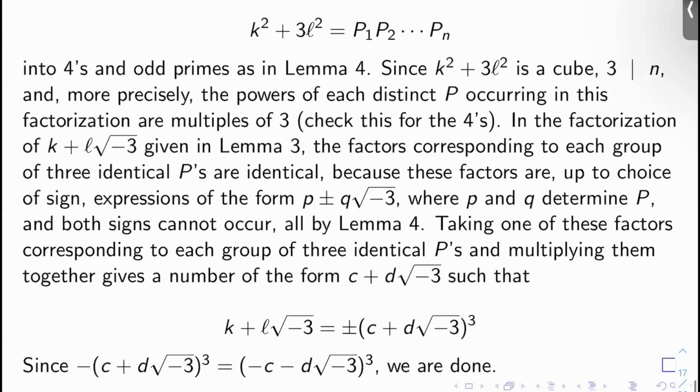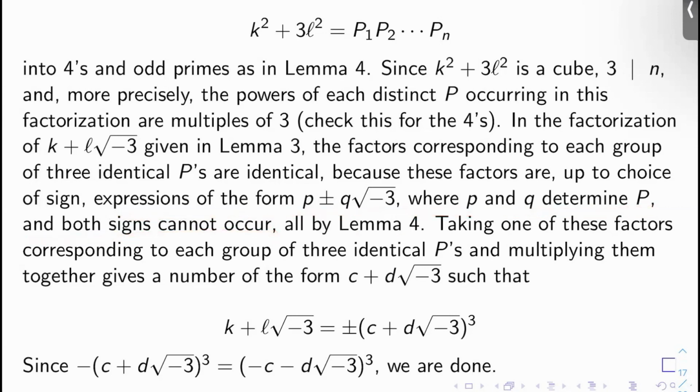So in the factorization of K plus L root negative 3 given in lemma 3, the factors corresponding to each group of 3 identical p's here, because there are groups of 3 identical p's, 3 at a time, must be identical. Remember, those factors are, up to choice of sign, expressions of the form p plus or minus q root negative 3, where p and q determine p. And the point is both signs can't occur by lemma 4. In fact, this entire part of the sentence is by lemma 4.